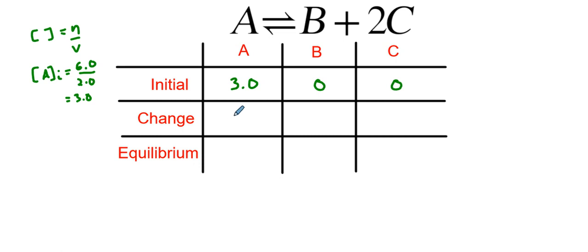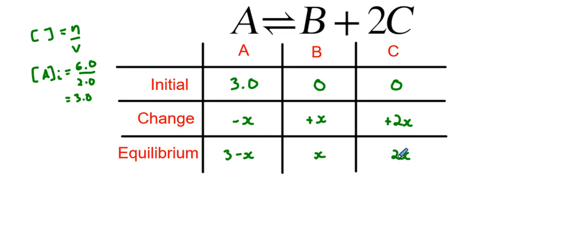I know I'm going to lose some of A. I'm going to say minus X. B is going to gain X because it's a 1-to-1 ratio. But then C is going to gain 2X. So my equilibrium amounts will be 3 minus X, X, and 2X.